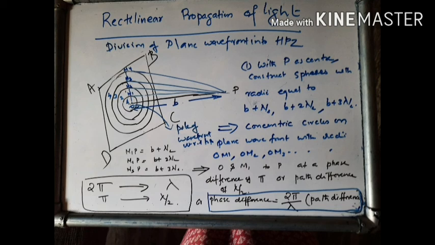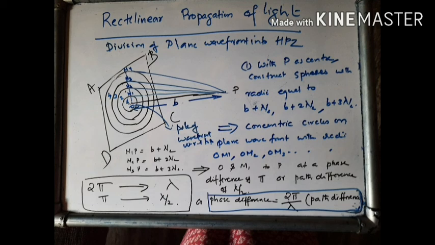Now simply we can see that 2 pi, or 360 degrees, corresponds to a wavelength. Therefore pi corresponds to lambda by 2. Or in general, phase difference and path difference can be related like this: phase difference is equal to 2 pi by lambda into path difference. So this is the peculiarity of the half period zone. So this is the way to construct half period zones.